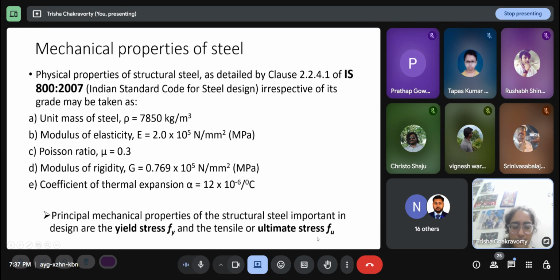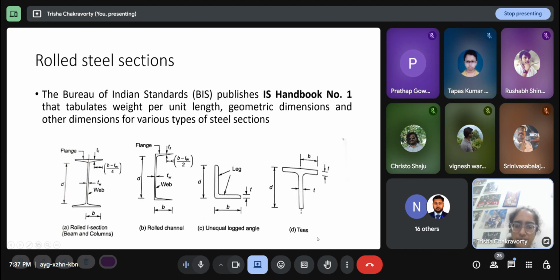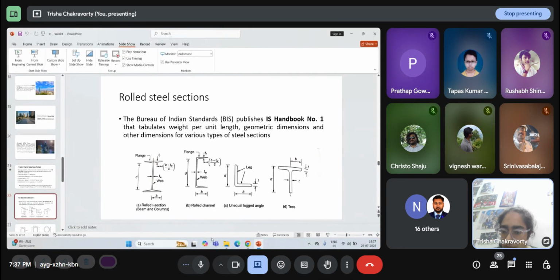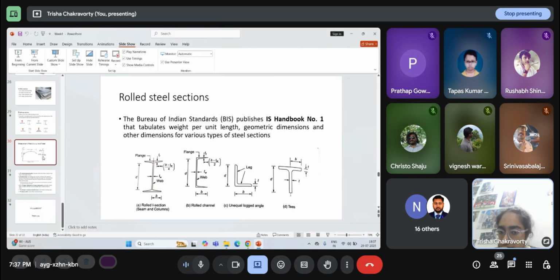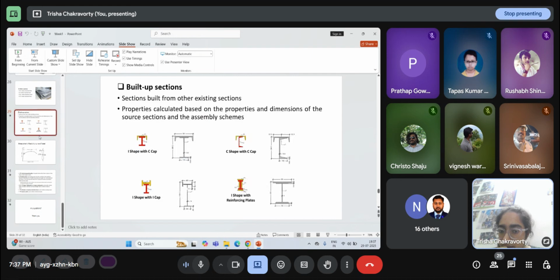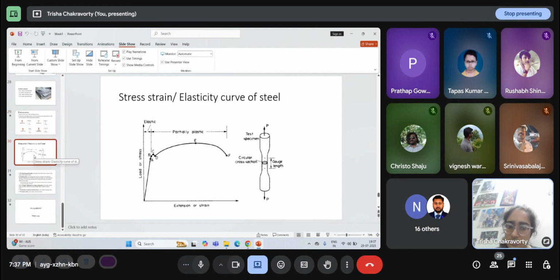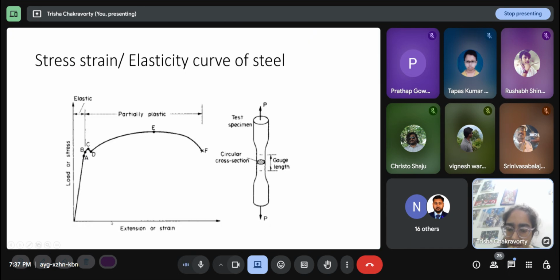or ultimate stress Fu. This is where the graph comes. I'll get into the graph first because I think this slide should be before. Anyway, so this is the extension or strain. This is the load or stress. Now, load and stress are not the same thing. Load is the force and stress is the force divided by area. Generally, we divide it by the cross section area.